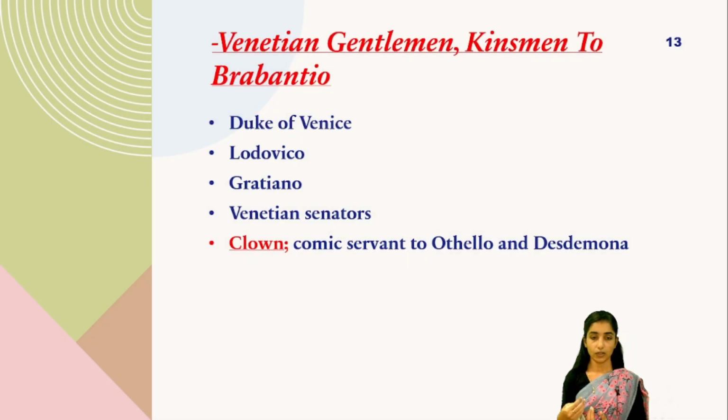And then all those other characters are minor characters. They don't play a major role in this play. They are the Duke of Venice, Lodovico, Gratiano, Venetian senators, and the clown. In Shakespeare's plays, the clown used to be a main character, and he is a comic servant to Othello and Desdemona.